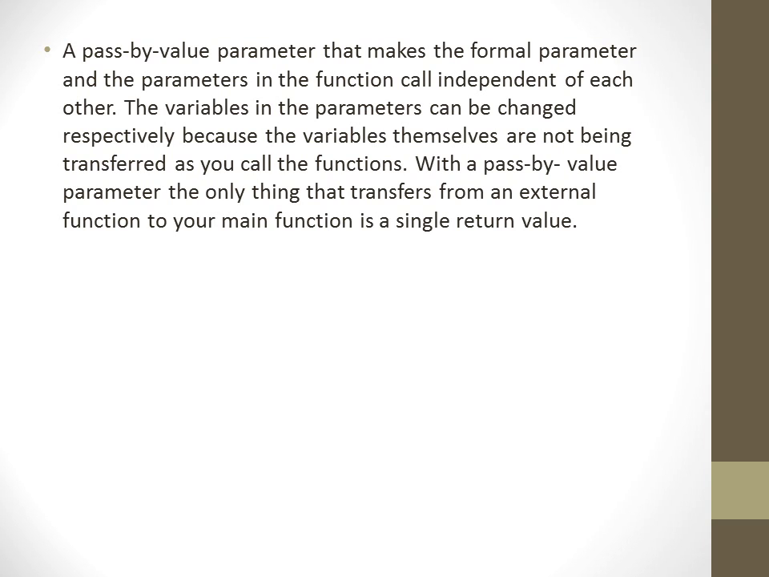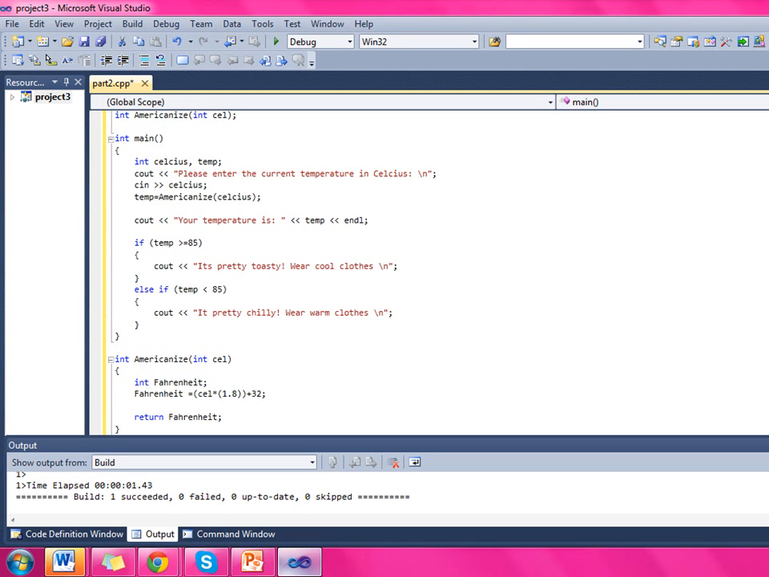So let's take a look at a chunk of code and see what is really meant by all of this. Here's our chunk of code, and as we can see in our main function, we have two variables declared, temp and Celsius. In our external function, we also have two variables declared, Cel and Fahrenheit.